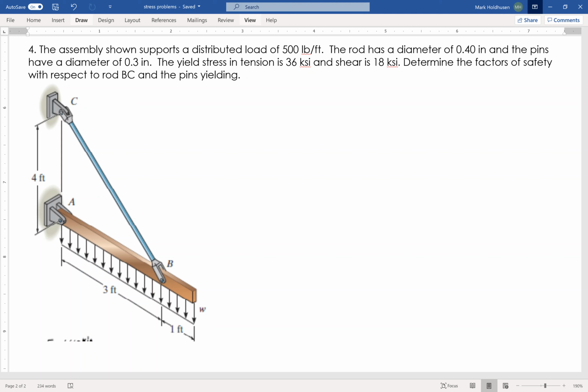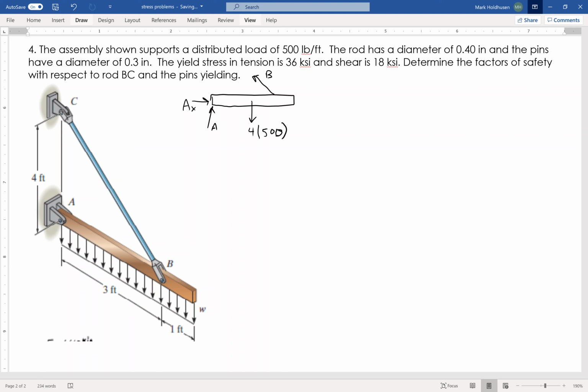So the first thing I need to do is figure out what's going on at those pins, which will in turn give me what's going on with those rods. So I'm going to start with the free body diagram, right? I've got AX, I've got AY, I've got B right there, and I'm going to redraw that distributed load as 4 feet times 500 pounds per foot, like so. So that would be 2,000 pounds acting right at the center.